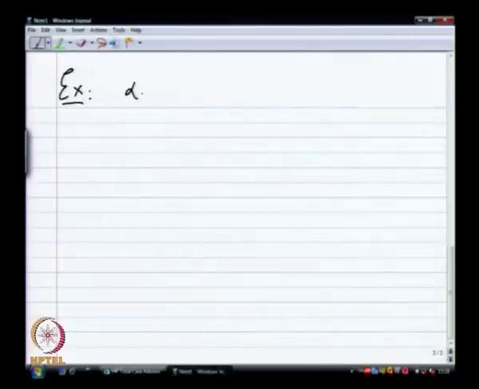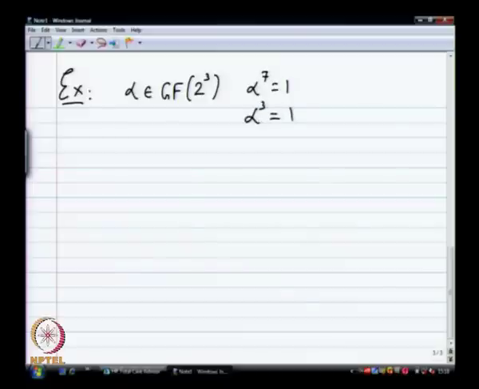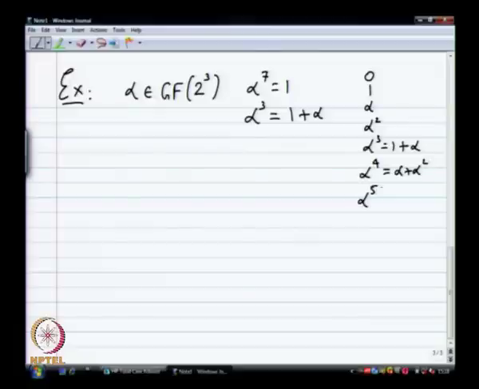We are going to stick with an alpha, let us say in GF of 2 power 3. So, alpha power 7 is 1, and alpha power 3 is 1 plus alpha. It is good to make the table. So, we have 0, 1, alpha, alpha square, alpha power 3 is 1 plus alpha, alpha power 4 is alpha plus alpha square, alpha power 5 is what? Alpha squared plus alpha plus 1, alpha power 6 is, what is the only other missing, 1 plus alpha squared. So, you can keep this table with us to help us in the computation.